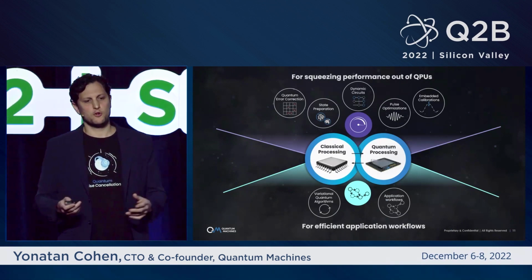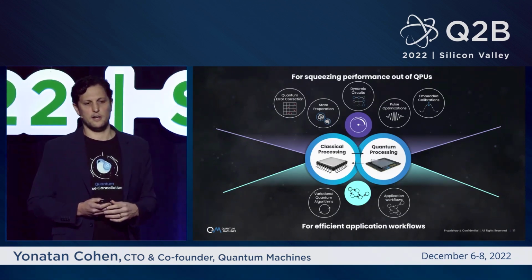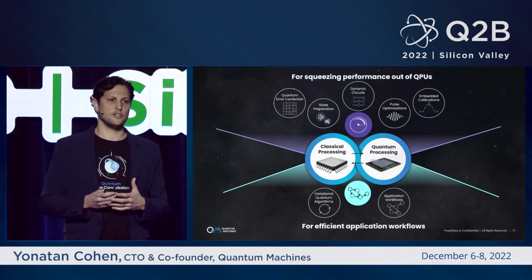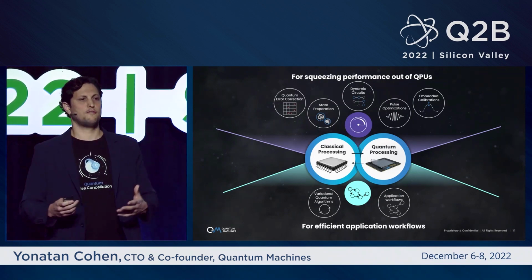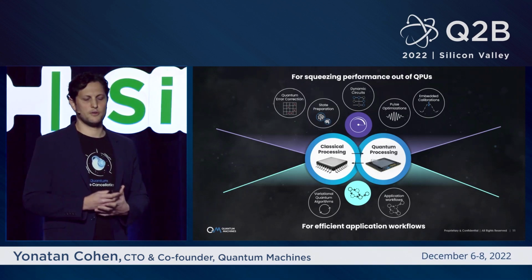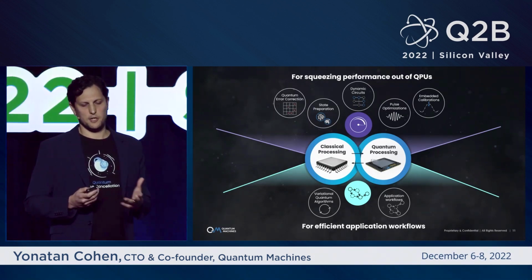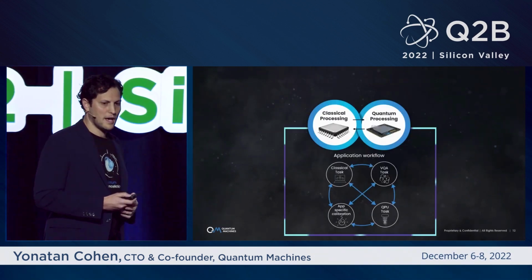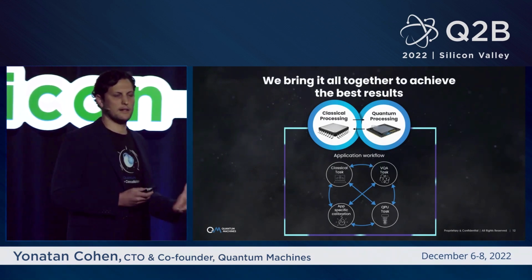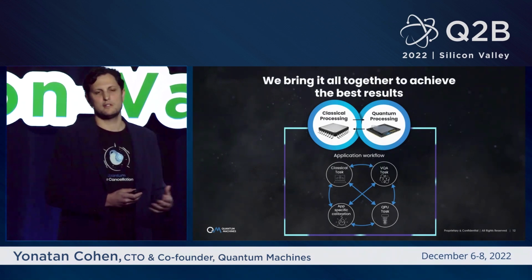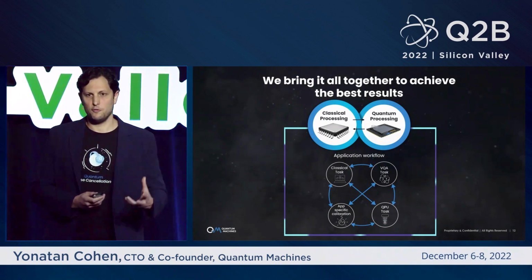And there are actually many more examples. Quantum error correction, I mentioned, active state preparation, dynamic circuits is a big one today, optimal control for pulse optimization, embedded calibrations, variational algorithms, there are many more. And really, we want to combine all of this together when we want to run applications in order to get the best performance, the best results.